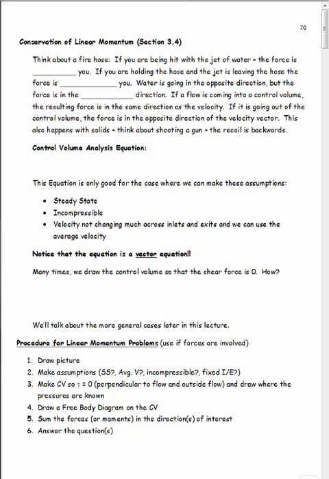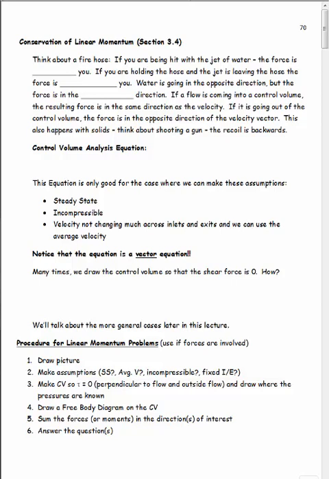So last time we talked about conservation of mass, and you want to use conservation of mass whenever you're trying to find a velocity or a flow rate or a mass flow rate. We're going to start conservation of linear momentum now, and this equation is what you want to use whenever forces are involved. So you've got some forces, or you're trying to find some forces or moments. That's when you want to think conservation of linear momentum.